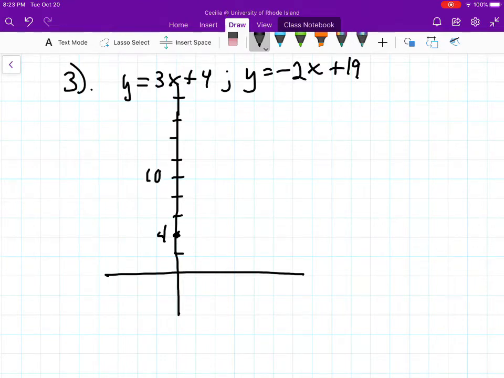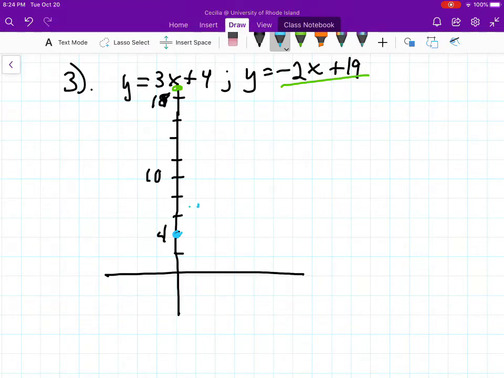So counting by 2s, this is 10, and way up at the top is 18, so 19 is going to be in the middle between the 2 blue graph lines. Right here is our y-intercept for our second line. So going back to the first line, we'll put in a blue dot for that y-intercept.